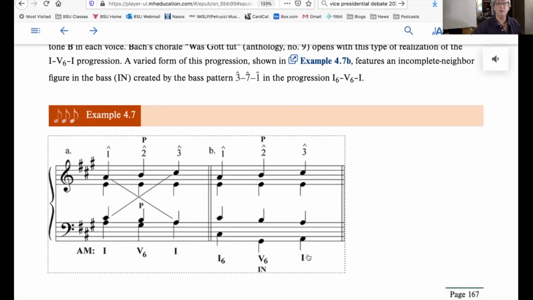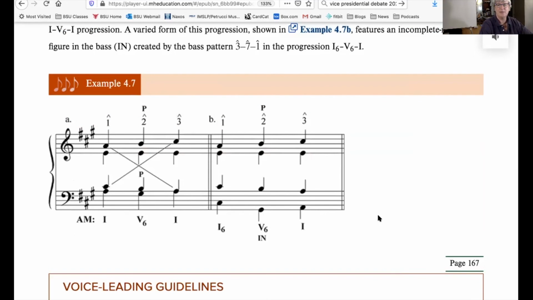Another example of neighbor motion is example 4.7a. Here we have neighbor motion in the bass, but now we have passing motion in two of the upper voices. The soprano goes do, re, mi, and the tenor goes mi, re, do. Notice the lines here, these kinds of lines that trace an X between two pairs of voices in two chords always indicates a voice exchange. Here the voice exchange is between the tenor and the soprano.